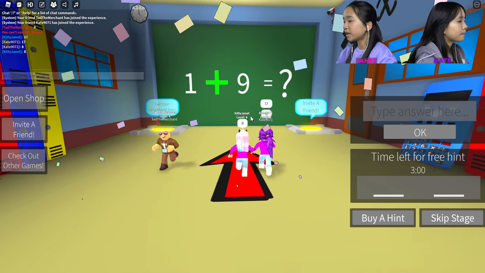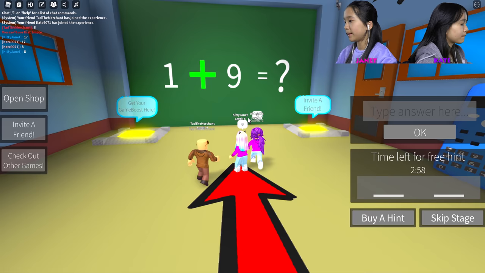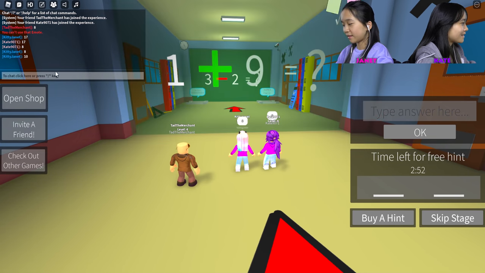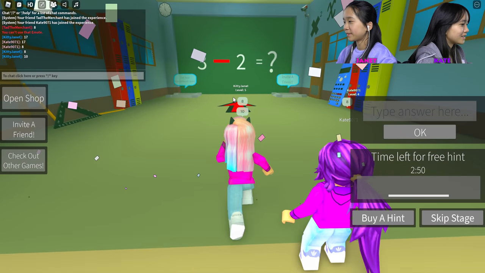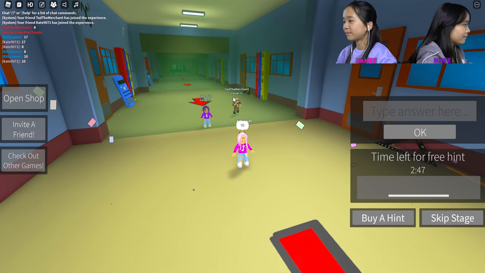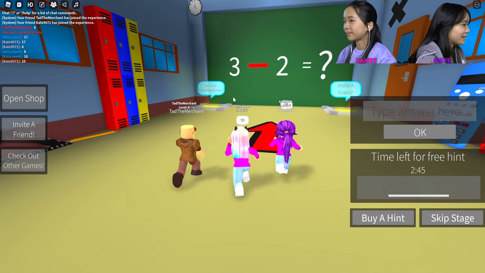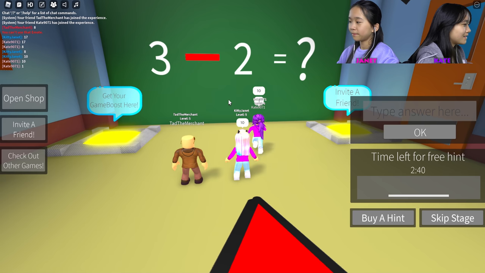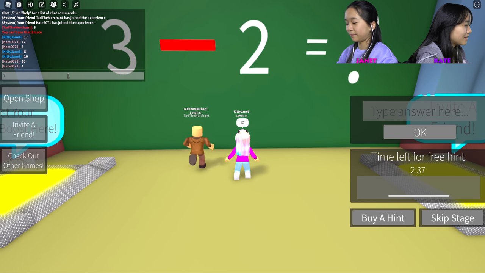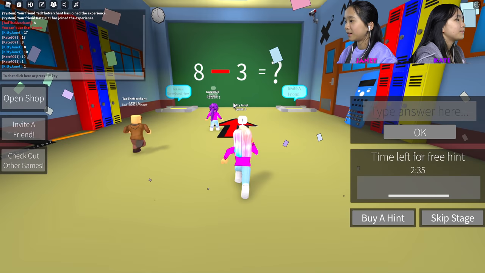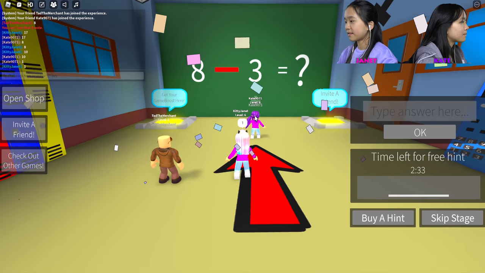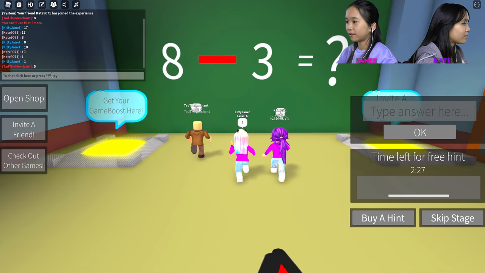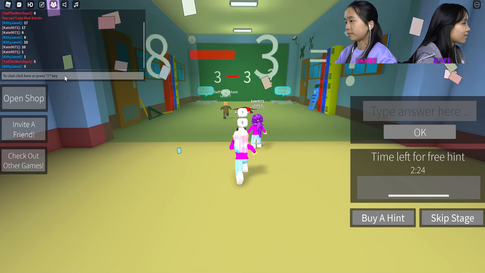Okay, this is the first question that doesn't give you the answer, so I'm going to go first. 1 plus 9 equals 10. Okay, good job. Kate, do you want to go next? Sure. 3 minus 2 equals 1. Was it right? Yep. Okay, Ted's turn next. 8 minus 3 equals 5, and it looks like I was correct.